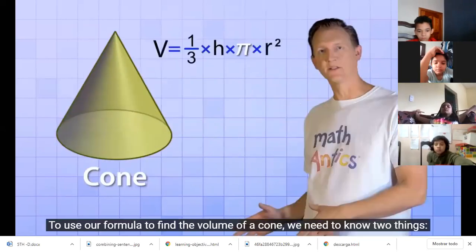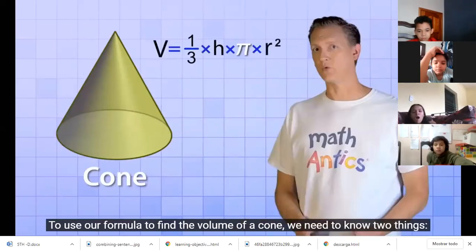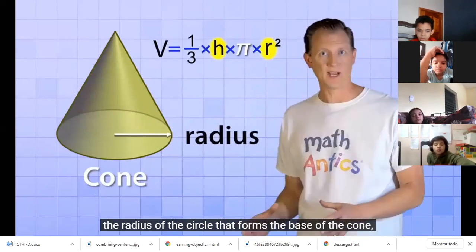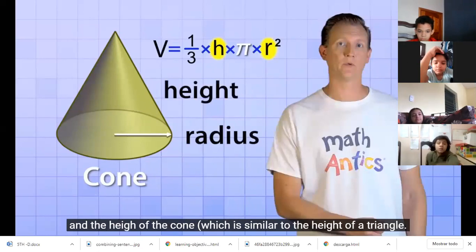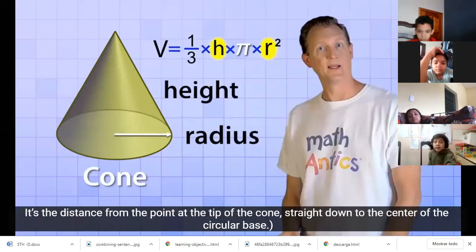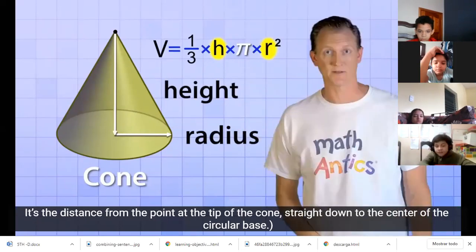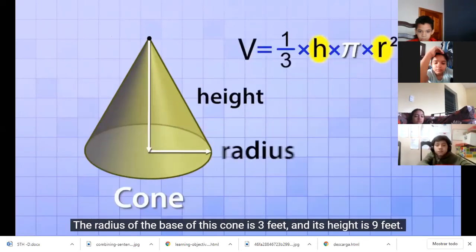To use our formula to find the volume of a cone, we need to know 2 things. The radius of the circle that forms the base of the cone, and the height of the cone, which is similar to the height of a triangle. It's the distance from the point at the tip of the cone straight down to the center of the circular base. The radius of the base of this cone is 3 feet, and its height is 9 feet.